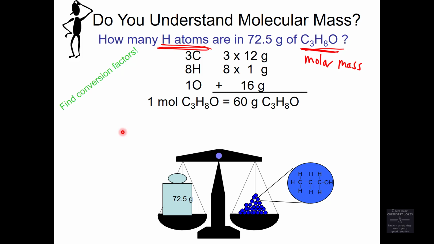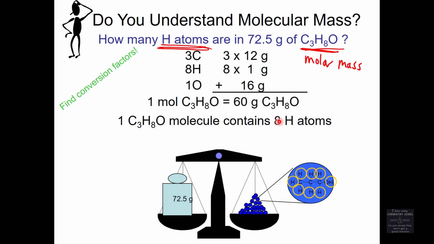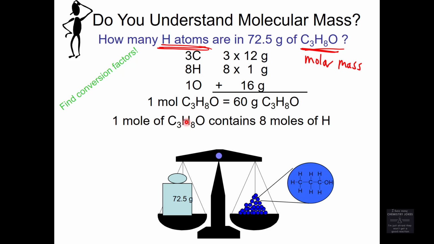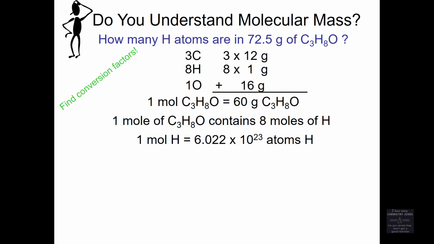Okay. One of these molecules has 8 hydrogen atoms. Remember, we're trying to find hydrogen atoms. And one more conversion factor we need to make sure we remember. 1 mole of these, 1 mole of anything is this many atoms. So how do we string together this whole conversion? So if we start with 72.5 grams, that's the lonely number. That's grams of this whole thing.